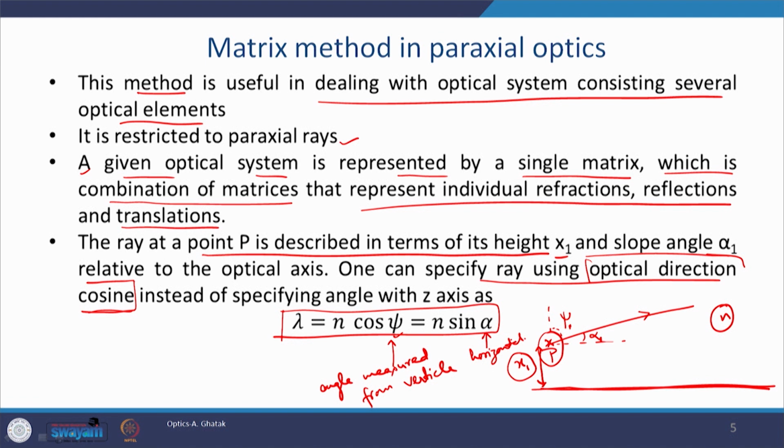Now, instead of using angle, one can also define optical direction cosine. Optical direction cosine is defined by lambda, and it is given as lambda is equal to n cos psi. N is the refractive index of the medium and psi is the angle from the vertical, and equivalently it can also be written as lambda is equal to n sin alpha. N is again the refractive index of the medium and alpha is now the angle from the horizontal. This lambda is called the direction cosine.